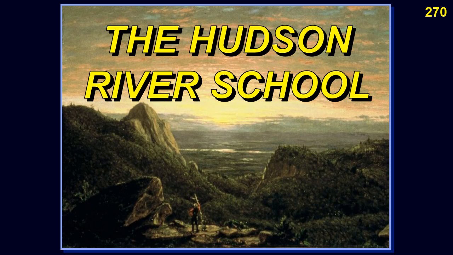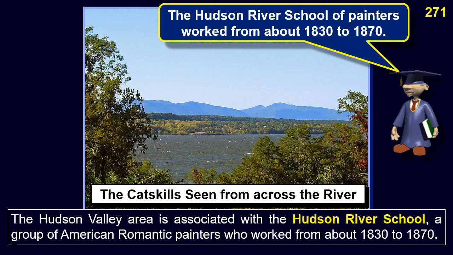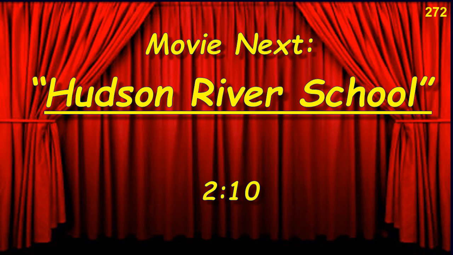Chapter 15. The Hudson River School of Art. The Hudson Valley area is associated with the Hudson River School, a group of American Romantic painters who worked from about 1830 to 1870. We will next have a short video clip about the Hudson River School movement.